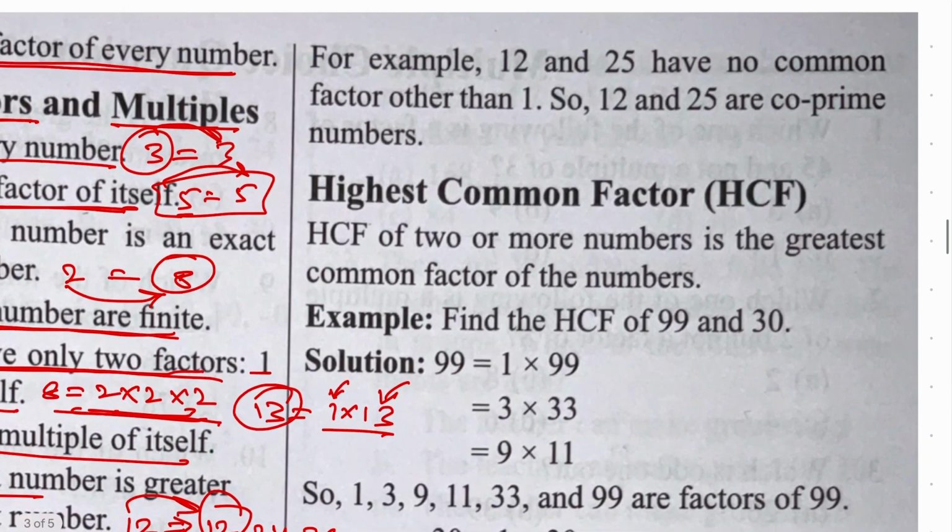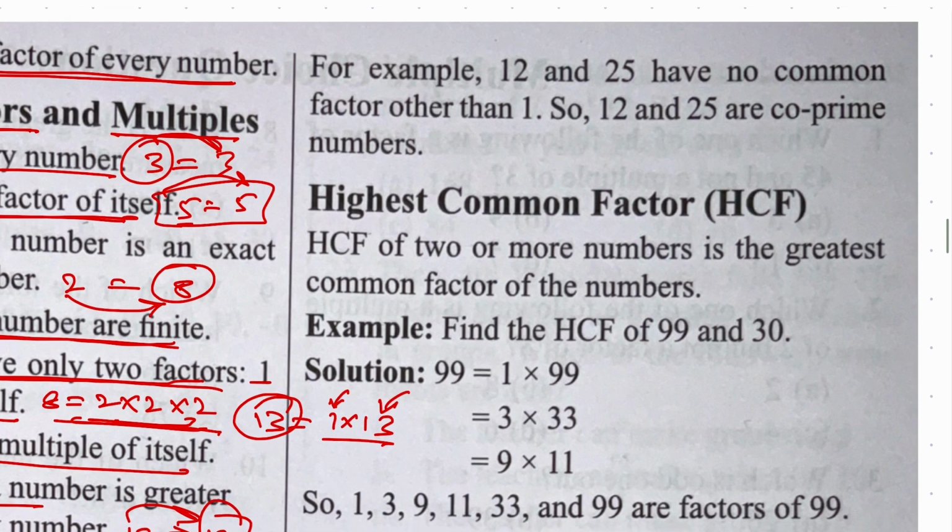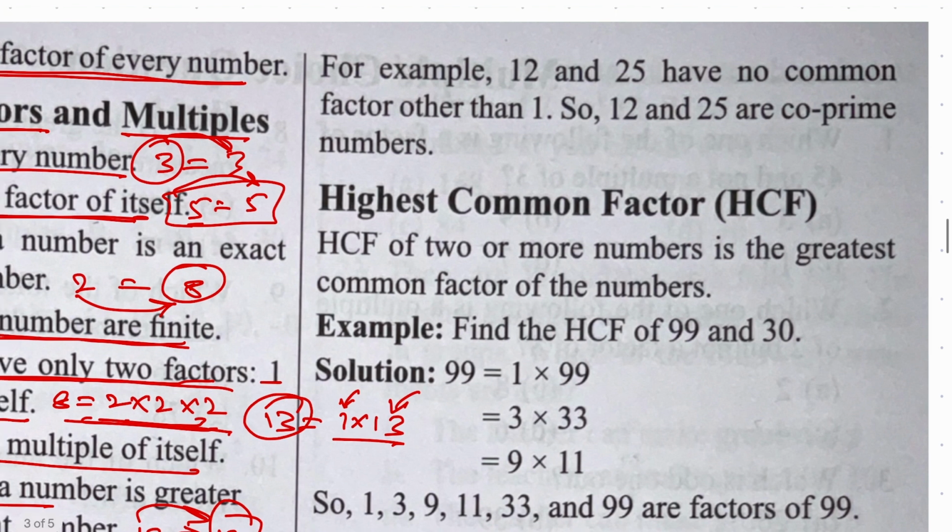For example, we can never have co-prime numbers like an even number and another even number, because 2 will be a common factor. So consecutive even numbers will never be co-prime. Now, can you tell me about 2 and 4? 1 and 2 are the factors of these. Getting the point? So it is not co-prime. For example, 12 and 25. Only 1 is a common factor. So 12 and 25 are co-prime numbers.